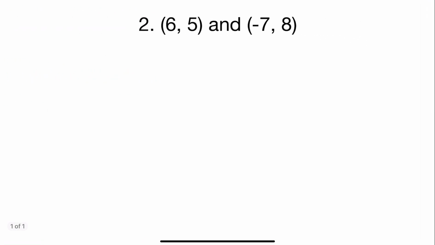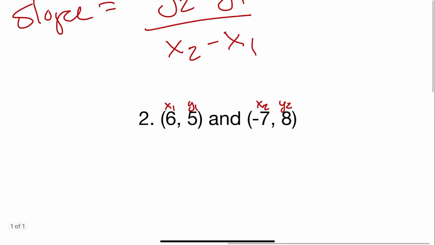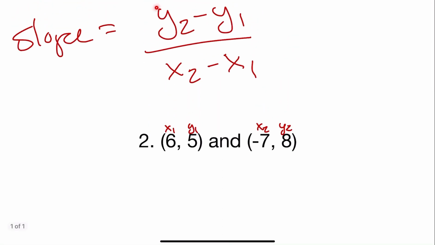So we're going to do the same exact thing. I'm going to label these x1, y1, x2, y2. All right, then I'm going to start plugging it into that formula. So y2 minus y1 is going to go on top. So we got y2, that's 8, and y1 is 5. So I'm going to have 8 minus 5 on top. On the bottom, we have x2 minus x1. x2 is negative 7. Okay, negative 7. x1 is 6. So minus 6.